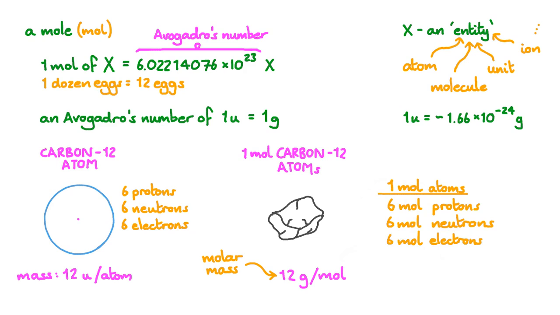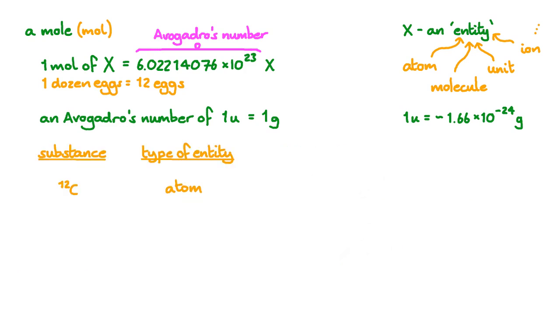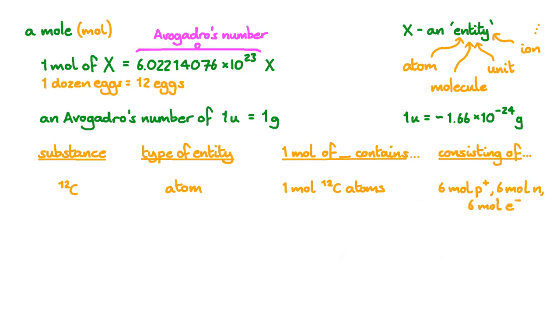We have 1 mole of atoms consisting of 6 moles of protons, 6 moles of neutrons and 6 moles of electrons. When dealing with moles, it's vital to identify which entity you're talking about. So with carbon-12, we're talking about atoms. And we know already that 1 mole of carbon-12 contains 1 mole's worth of carbon-12 atoms and 6 moles each of protons, neutrons and electrons. But we can apply this principle to other entities.